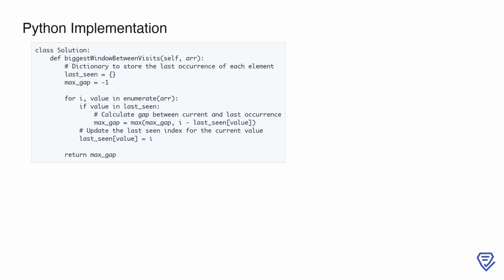6. Return the result. After iterating through the array, we return the max_gap. If no element occurs more than once, the function correctly returns -1. This approach is efficient with a time complexity of O(n), where n is the length of the array, as we perform a single pass through the array and dictionary operations, insert and lookup, are O(1) on average. The space complexity is O(u), where u is the number of unique elements in the array, as we store each unique element in the dictionary.